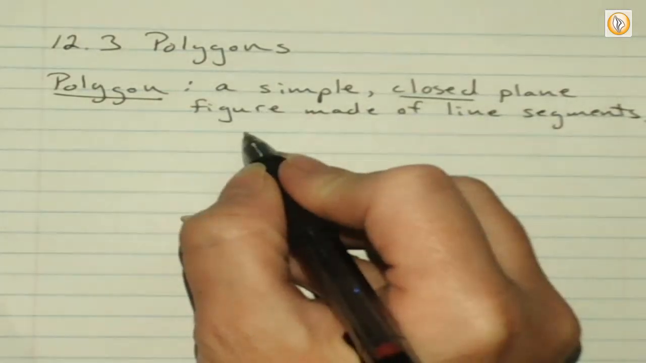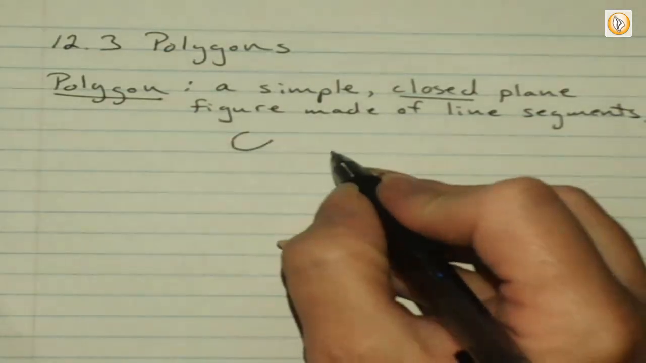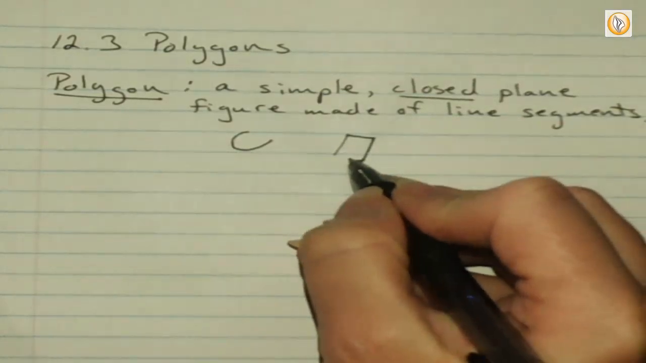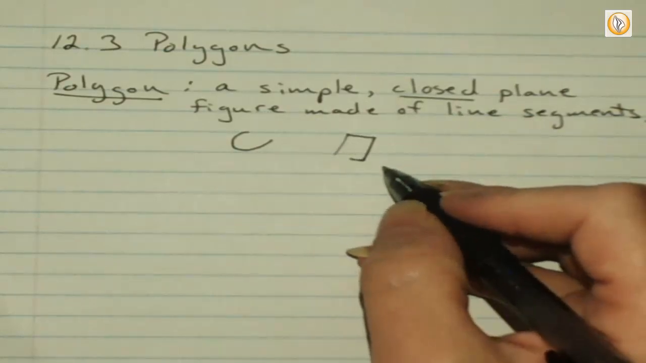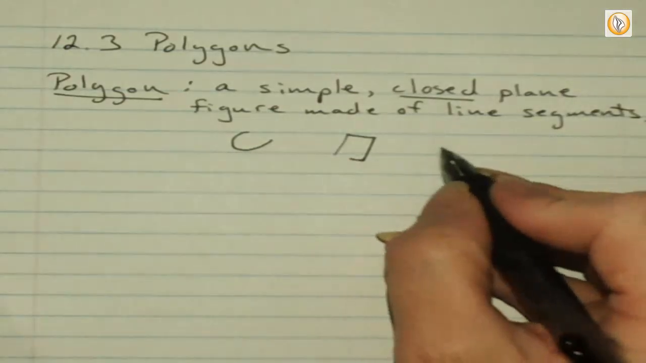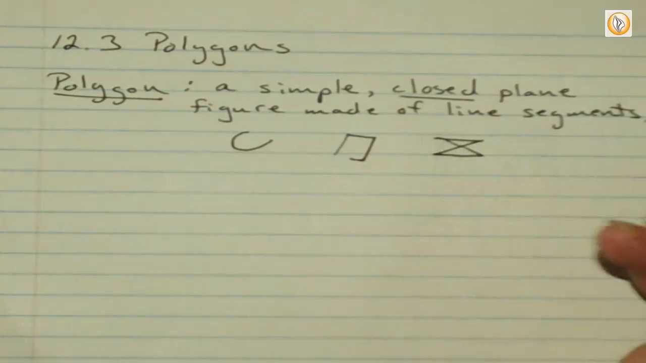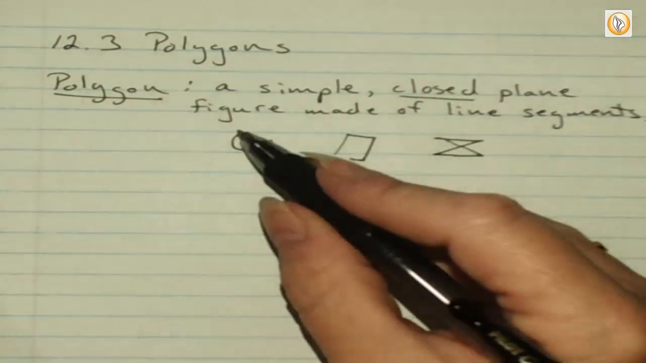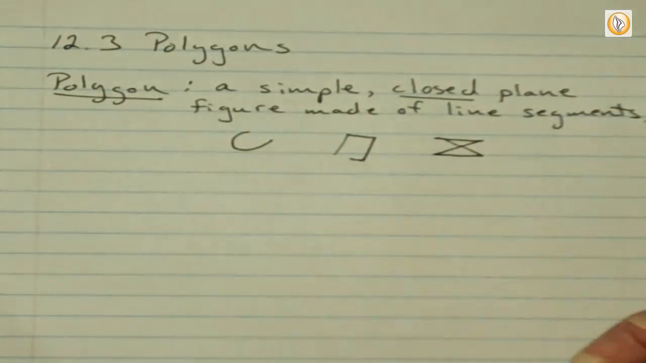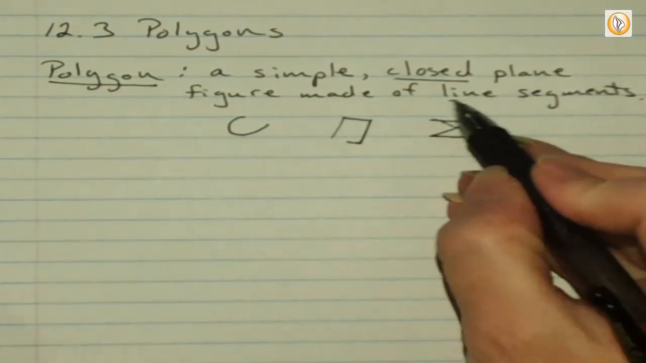That means it can't look like this. Or it can't be that. It has to be closed. Okay? It's simple but not closed. And simple means the lines cannot intersect. So for example, it can't be this. That's closed, but the lines intersect, so then it doesn't work either. So you can't have any weird shapes that have any openings and the lines cannot cross. Okay? Aren't they not allowed to be round either? Correct. Okay. Because it's made up of line segments.